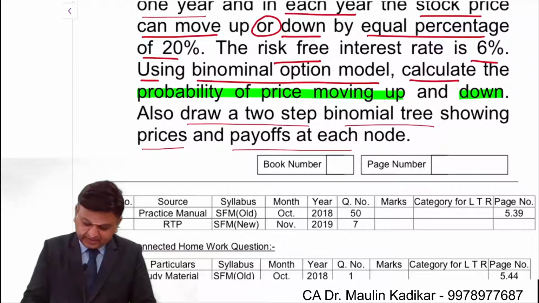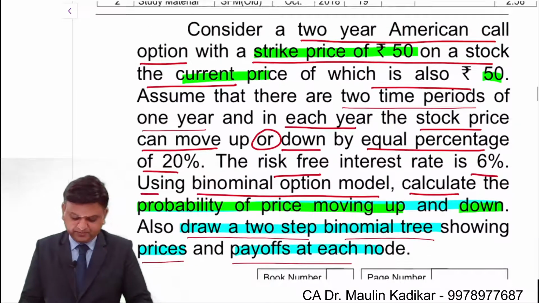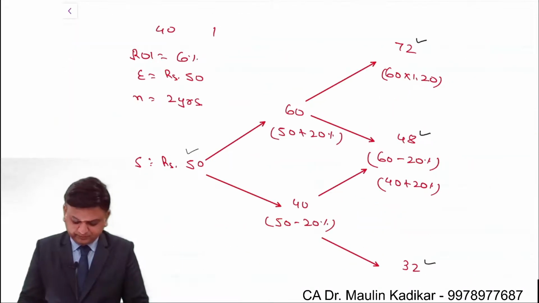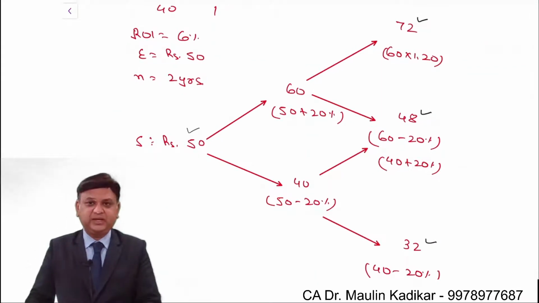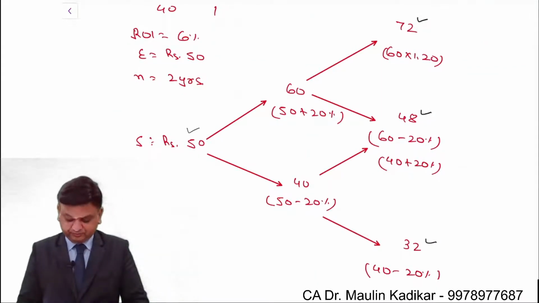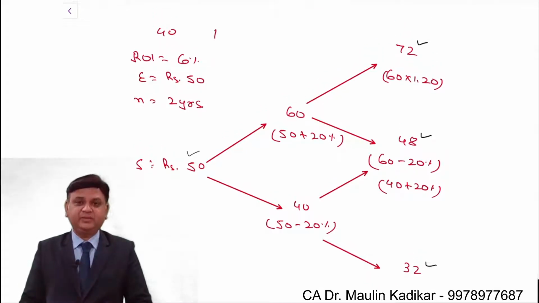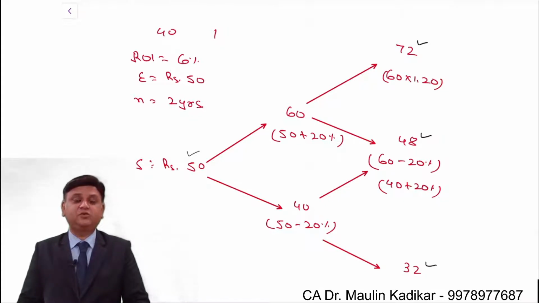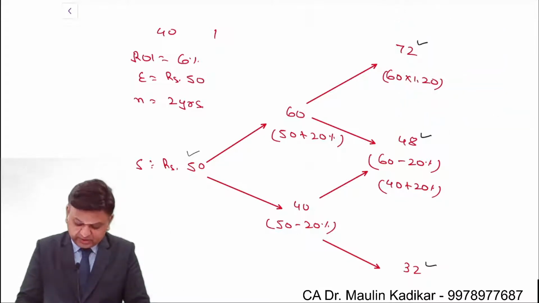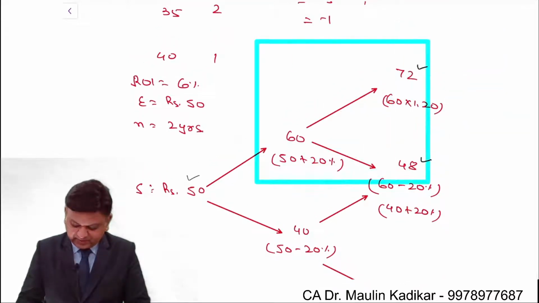So here the question says like this. Calculate the probability of the price moving up and down and also draw a two-step binomial tree showing the prices and the payoff at each node. Like that information is given. Now, what does this mean? Let us have an understanding of this in detail. Friends, as far as the binomial market is concerned, we have always seen that there will be one of two prices only. So here we are required to split the question. How are we required to split the question? We have to consider this as the first part of the question to be solved.